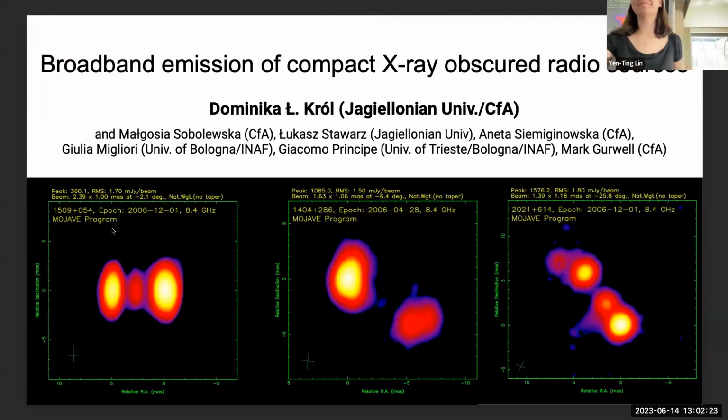And she's been working with Malgorzata on the broadband emission of young radio galaxies. Today, she's going to talk to us about the broadband emission of compact X-ray obscured radio sources. Dominika, the floor is yours. Thank you very much.